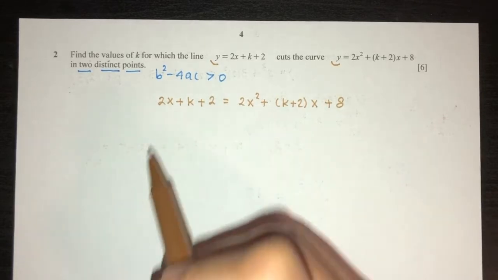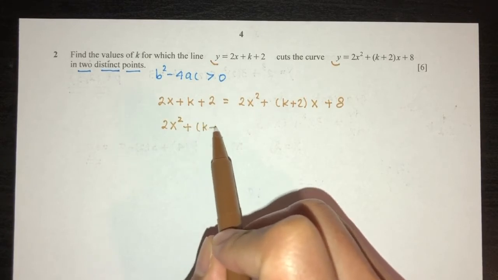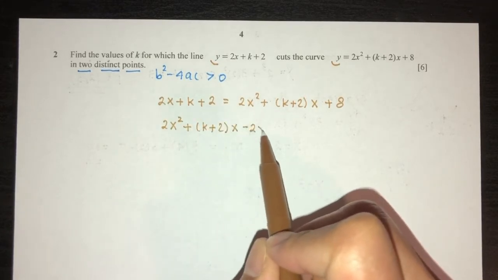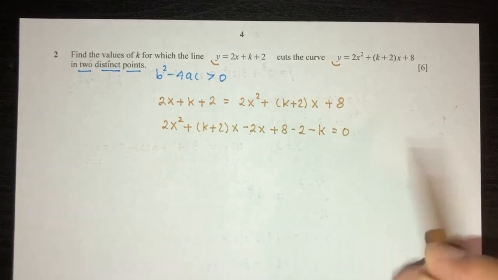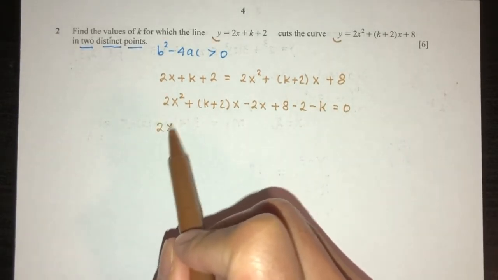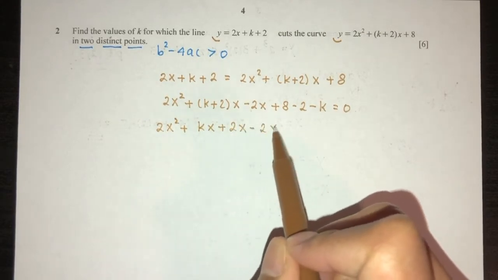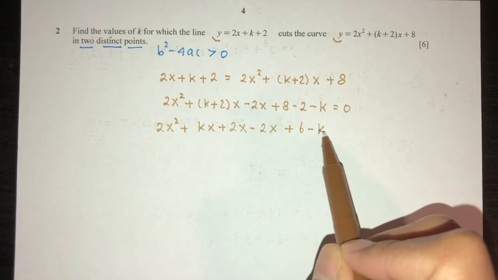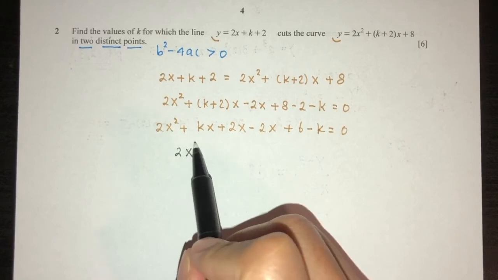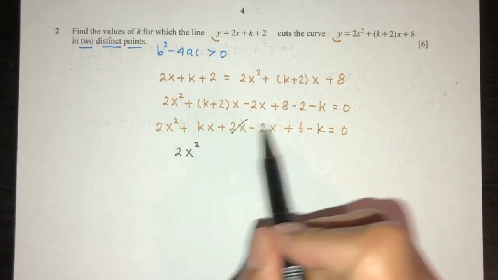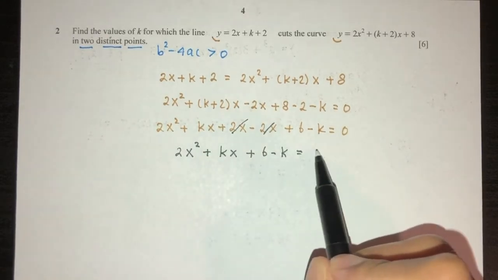Let's send everything to one side. You will have 2x squared plus (k plus 2)x minus 2x plus 8 minus 2 minus k is equal to 0. Now let's simplify. You will have 2x squared plus kx plus 2x minus 2x plus 6 minus k equal to 0. So finally we have the most simplified version. These two will cancel out, so 2x squared plus kx plus 6 minus k has to be 0.